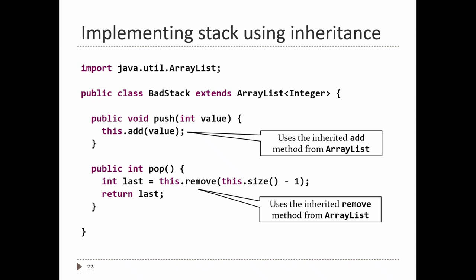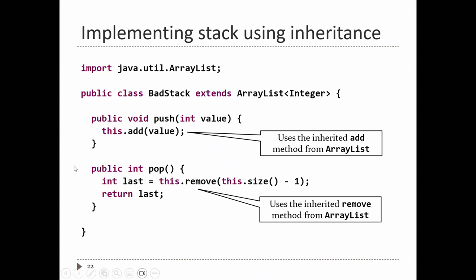Stack is a list, so it has a remove method. So I can call remove and remove the last element from the list. The last element has an index of size minus 1. Notice you get size for free as well, because a list has a size method. So we get that one for free too. And then return the element that's popped, and that's it, you're done.